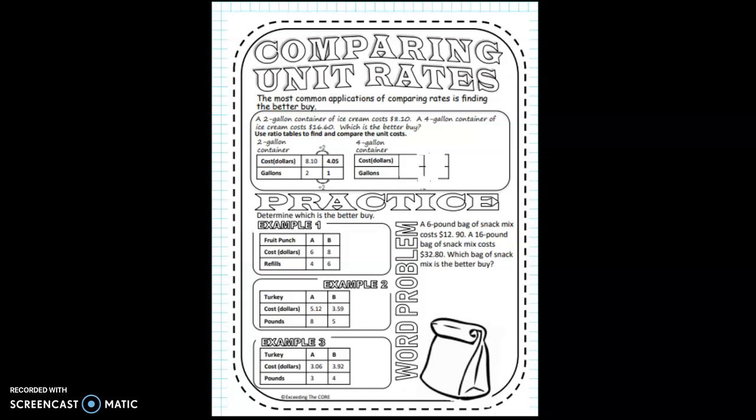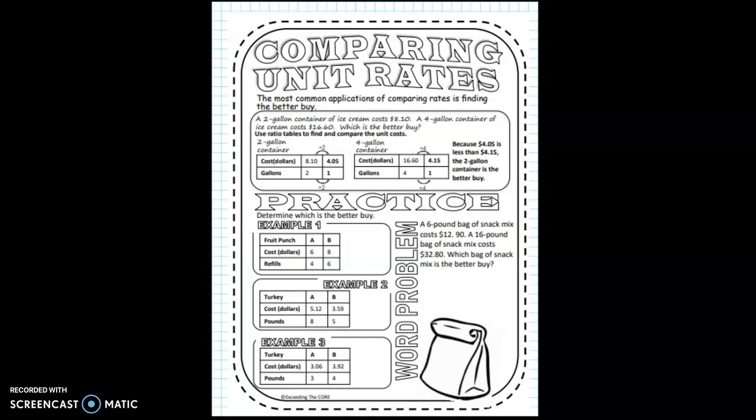Now we repeat the process with the 4-gallon container. The 4-gallon container costs $16.60. We want to know the cost for 1 gallon, so we're going to divide by 4. $16.60 divided by 4 is $4.15. So it would be better for me to buy the 2-gallon containers.